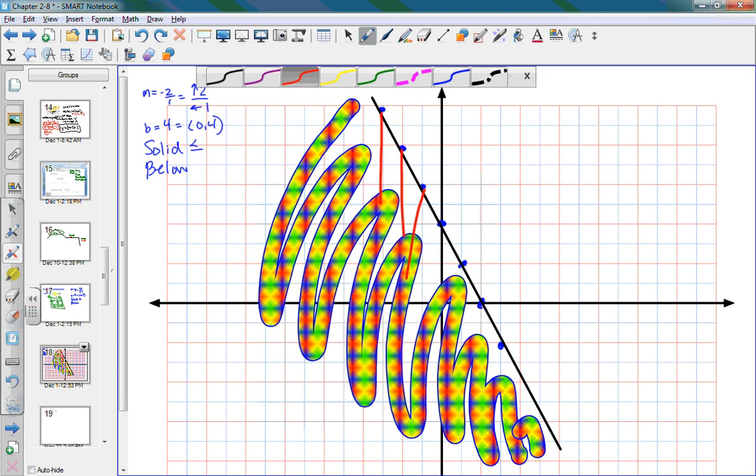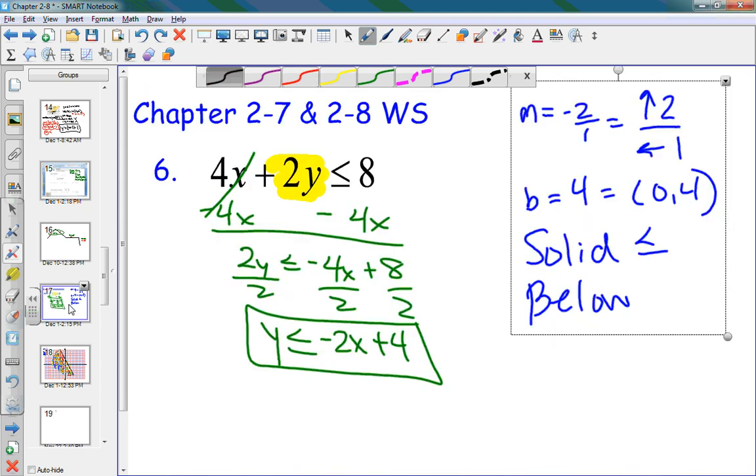Why can't we give up? Because it says less than. How do you find that? It's in the problem. Make sense?